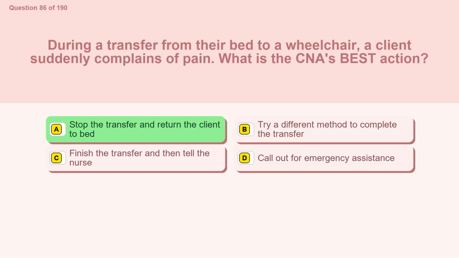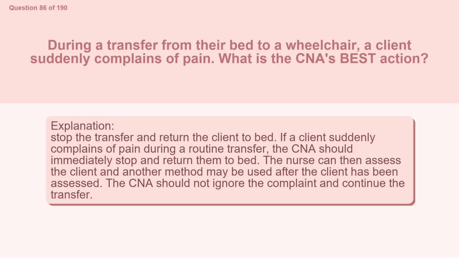The correct answer is option A. Stop the transfer and return the client to bed. If a client suddenly complains of pain during a routine transfer, the CNA should immediately stop and return them to bed. The nurse can then assess the client, and another method may be used after the client has been assessed. The CNA should not ignore the complaint and continue the transfer.